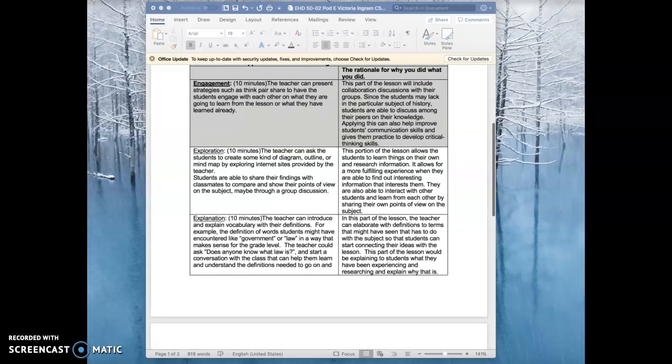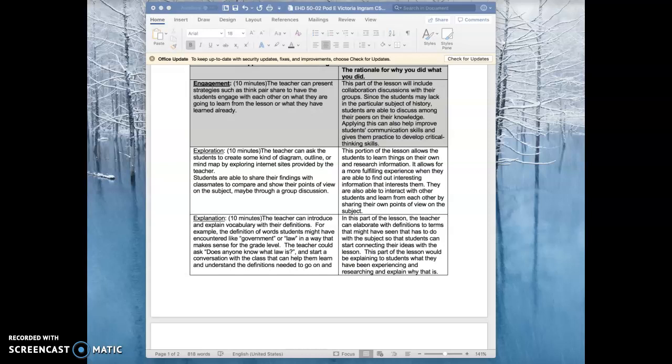In the exploration portion, which will take about 10 minutes as well, the teacher can ask the students to create some kind of diagram, outline, or mind map by exploring internet sites provided by the teacher. Students are able to share their findings with classmates to compare and show their points of view on the subject, maybe through a group discussion even.